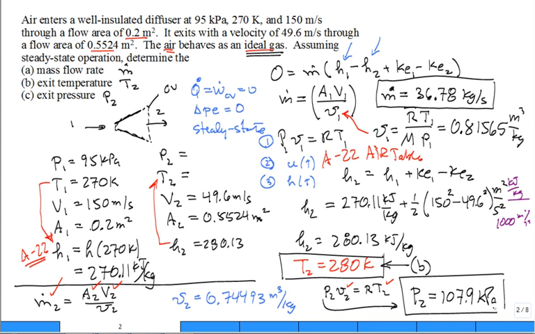So what happened to the pressure? It came in at 95 and went out at 107.9. There's a pressure recovery. When I teach fluids, I emphasize 3 forms of Bernoulli's equation. One form is the pressure form, the other is energy per unit mass, and then energy per unit weight.